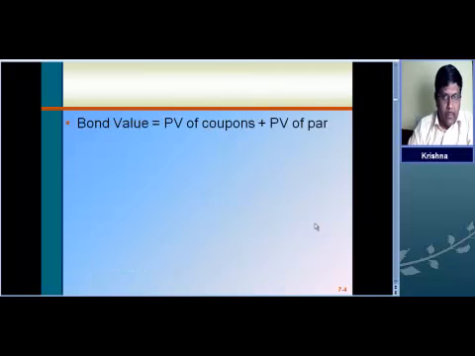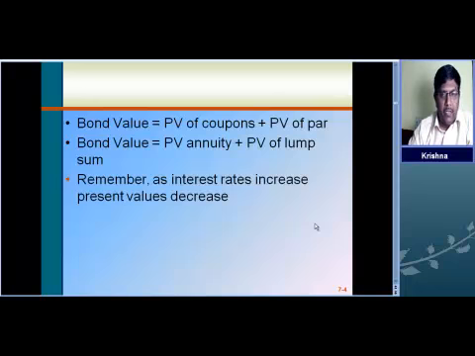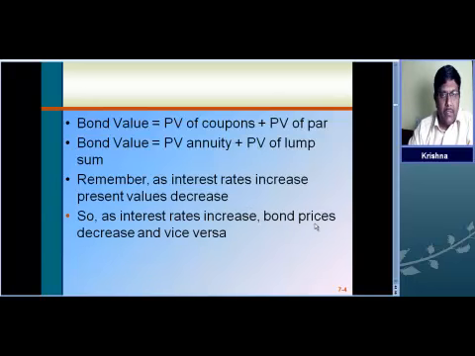What is bond value? Bond value is equal to the present value of the coupon amount plus the present value of the lump sum which we are going to receive at the end of the maturity period of the bond. Here we have to understand the inverse relationship between the interest rate and the bond price. Whenever the interest rate increases, the bond price will decrease, and vice versa.